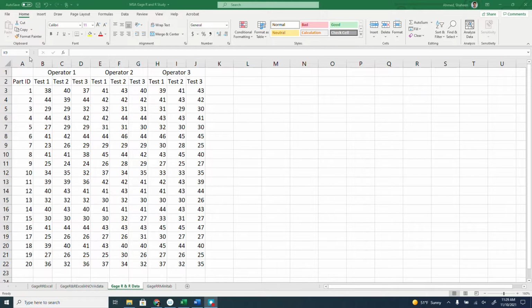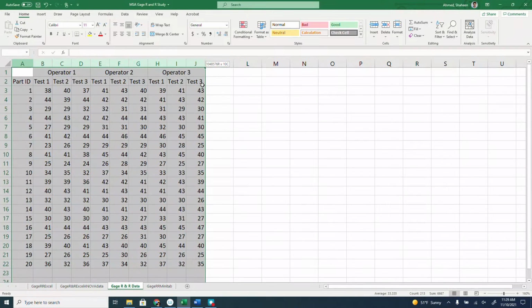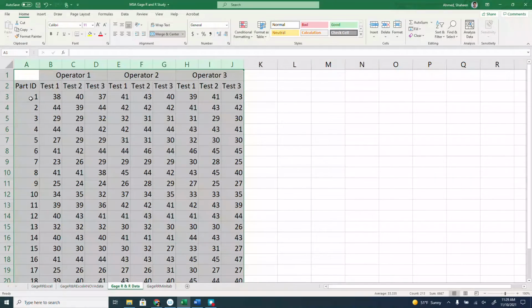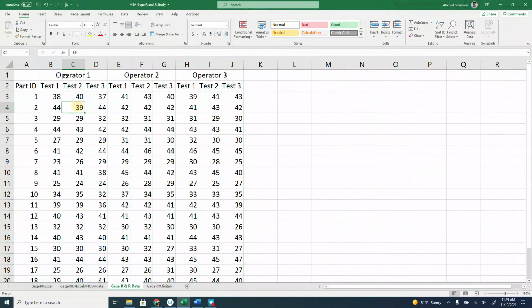So this is a typical scenario for gauge R&R study data. You have 20 different parts measured by 3 different operators, and each part is measured by each operator 3 times. So this is a typical scenario of gauge R&R study data.